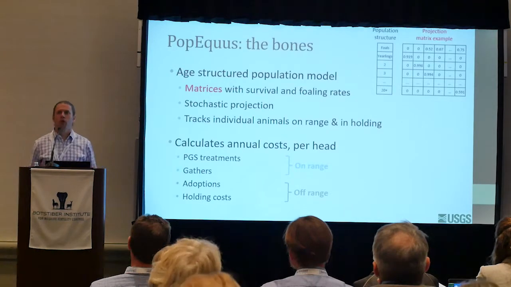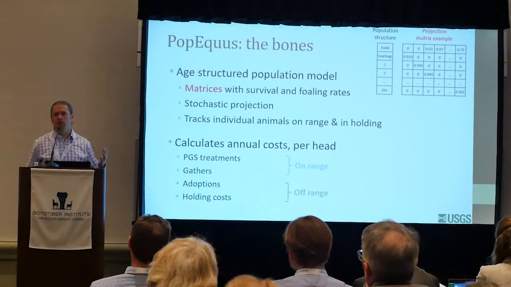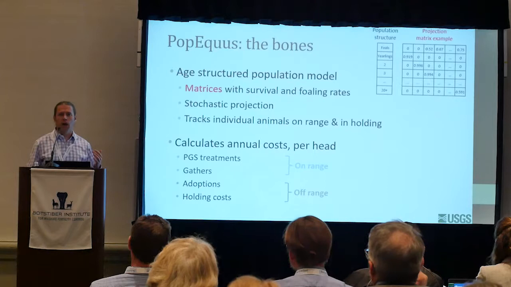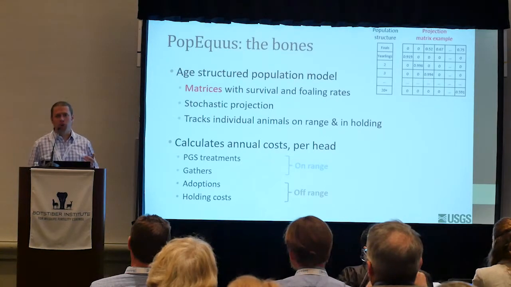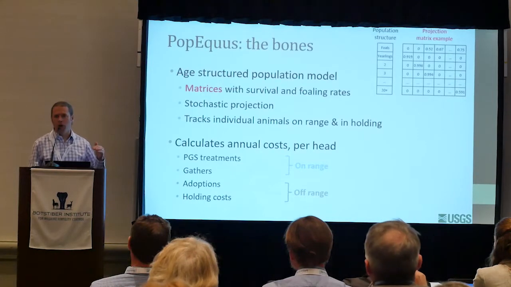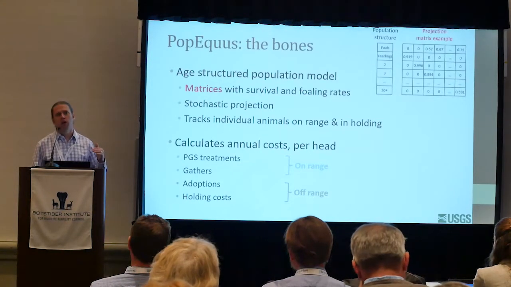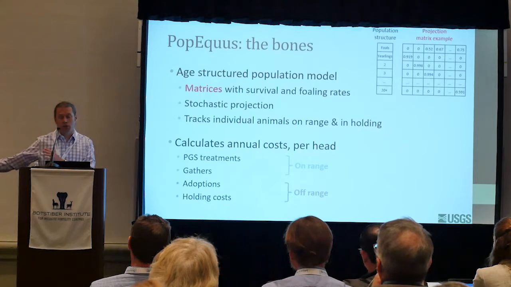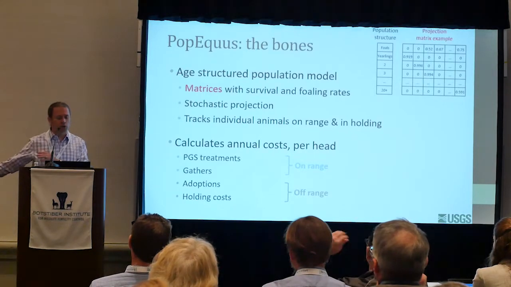So, for example, if we have a population of 1,000 animals on range, we're going to do a gather. We think we can gather 80% of the population, so I'm going to gather 800 animals. We're going to do it with a helicopter, which costs $800 a head. So now my on-range cost is going to be 800 times 800, so $640,000.